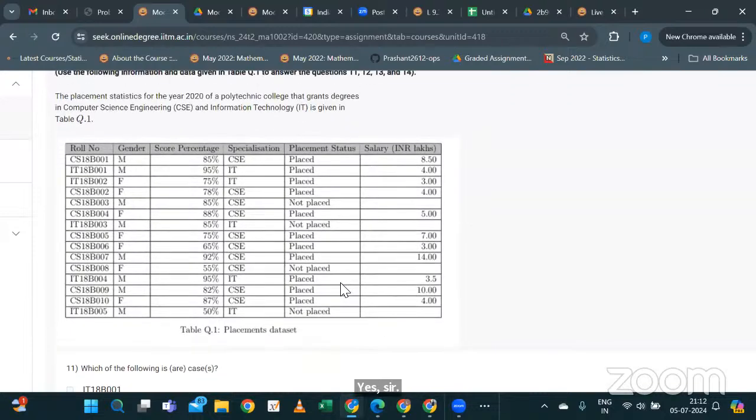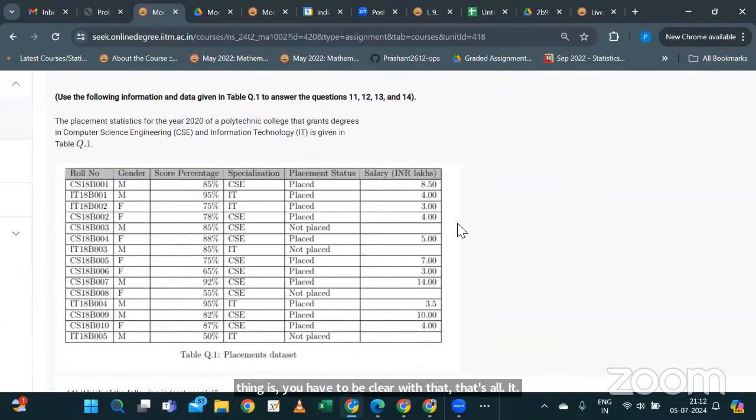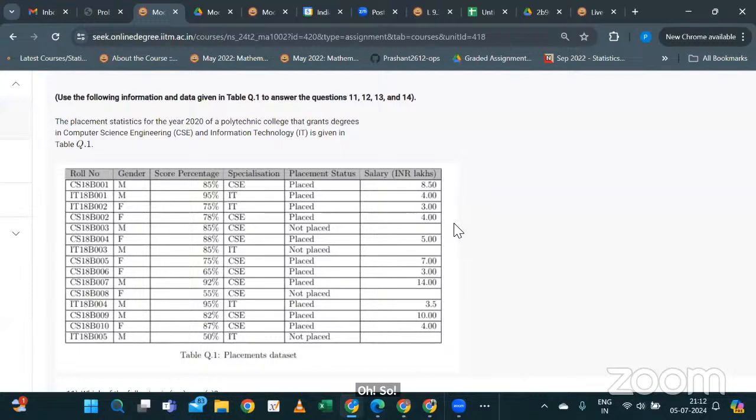Okay, let's come to the next question. You can see the questions are concepts, the things which you have seen already. This is the mock of some qualifier of the last 2, 3, 4 terms. But you can see the concepts are the same. But the thing is, you have to be clear with that. That's all. Okay, just give me a minute. I will be back. I will have some water.